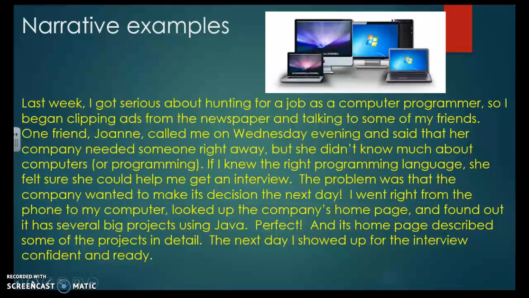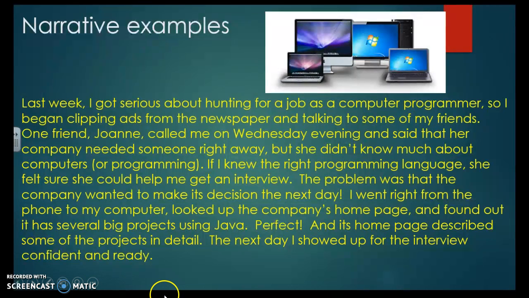The second way that you can make examples, the second kind of example, is called a narrative. It's just what it says. It's like a minor story. It has to be a specific thing that you already experienced or somebody you know of already experienced. You're talking in the past tense. So, last week, I got serious about hunting for a job as a computer programmer, so I began clipping ads from the newspaper and talking to some friends of mine.